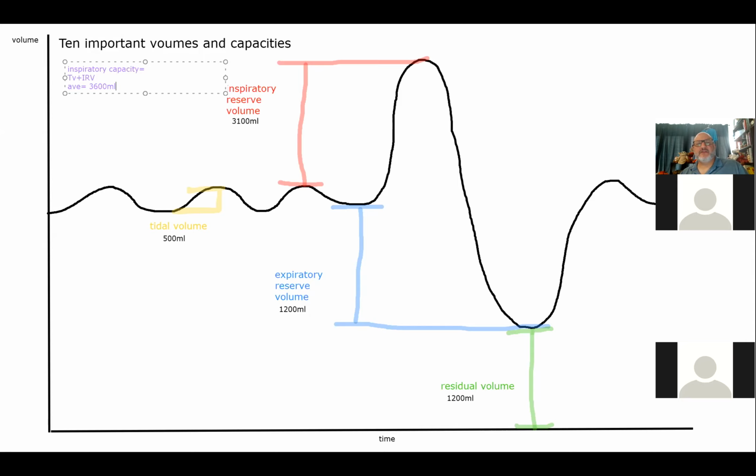So that capacity, purple line, this one here, so there to there, that is our inspiratory capacity. All right. Questions on that?